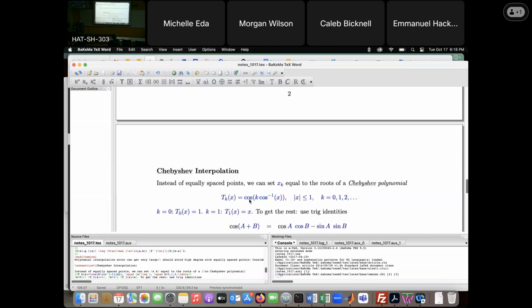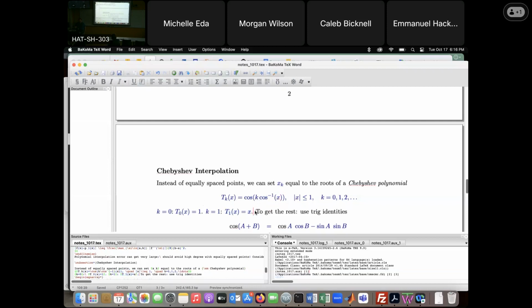First, plug in some values of k. K equals 0, you get cosine of 0, which is 1. If k equals 1, then I have cosine of inverse cosine of x. The cosine and the inverse cosine cancel, and you get x. So the first two Chebyshev polynomials are just 1 and x, just like the monomials. Now, to explain why the rest of them are also polynomials, we can use a trig identity.